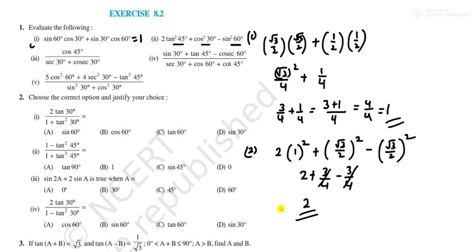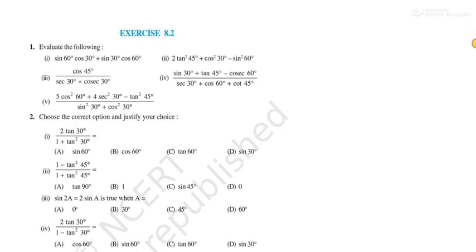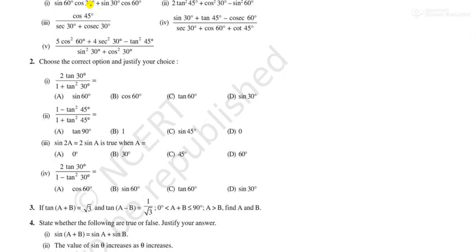Yes. Now moving to our next question. I hope you are understanding them. Question number 3. What does it say? Cos 45 degree divided by sec 30 plus cosec 30. See, what else you can do if you can't write it directly. Write the values first. Cos 45 degree, then you have sec 30 degree, then you have cosec 30 degree.